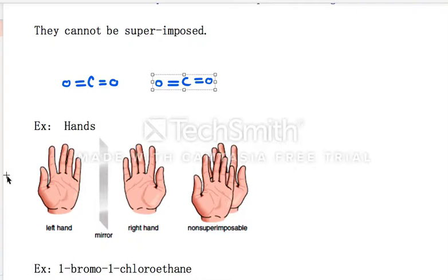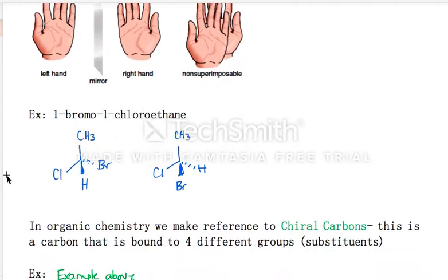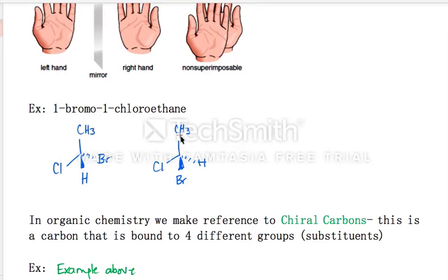So hands, no matter how you arrange them, are not superimposable in the same way that the two carbon dioxide molecules were superimposable one on top of the other. Okay? So these two hands that we have are called chiral, and the word chiral comes from the Greek word for hands.